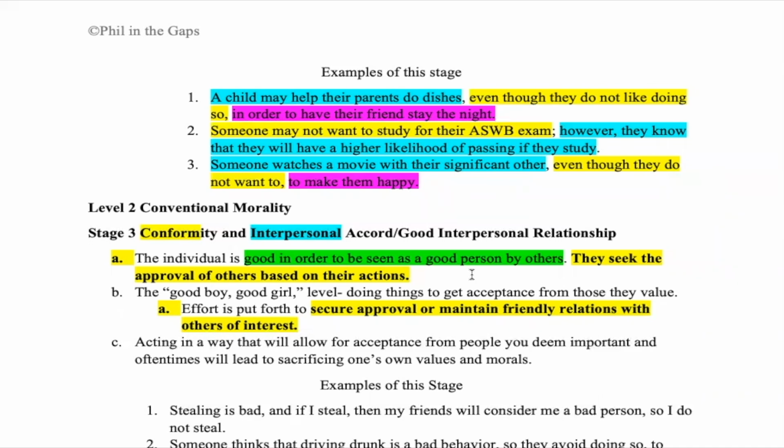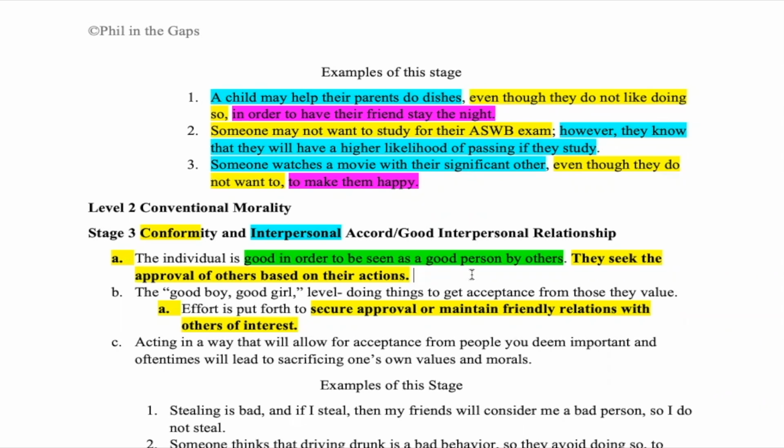So that is where they will be acting in a way that will allow for acceptance from people that they deem important, and oftentimes will lead to sacrificing one's own values and morals. So they take a back seat to what they think because they want other individuals to give them affirmation or confirmation of who they are today. So conformity and interpersonal accord is where I start to conform to the rules, values, and morals of a group of people in order to be accepted by them and for them to think that I am a good person.